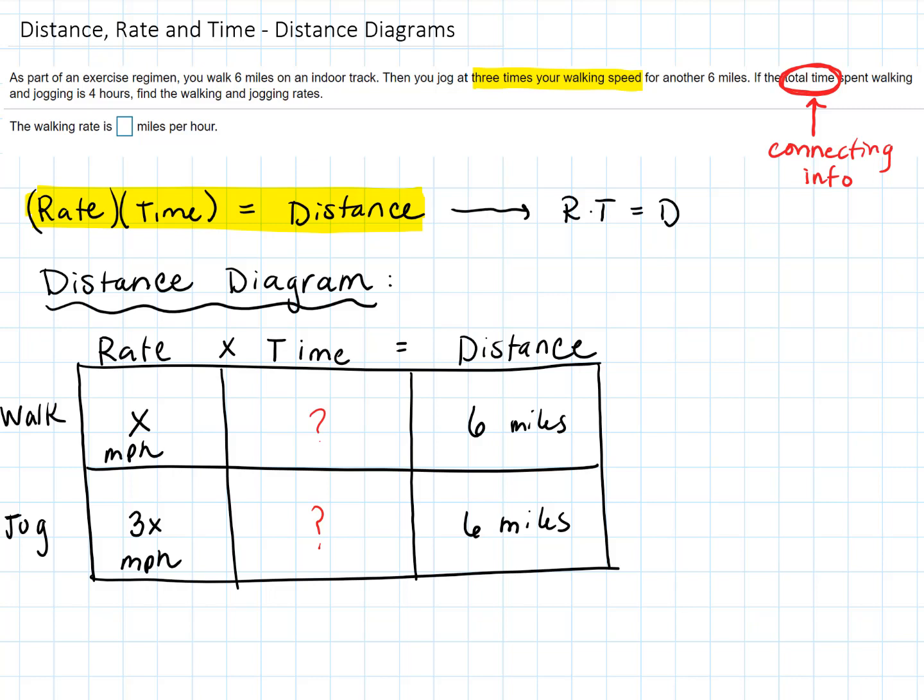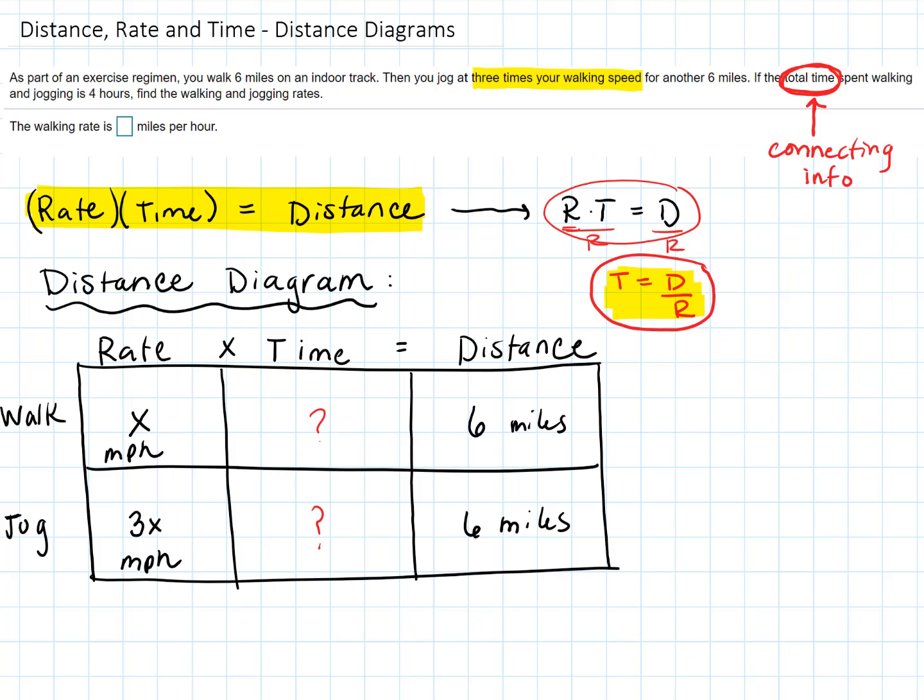But let's go back to here. If we know any two of these quantities, and in this case we know rate and distance, we could find time, because you could just divide both sides by rate, and time, notice, is distance divided by rate. So time is distance divided by rate, because the relationship is rate times time equals distance.